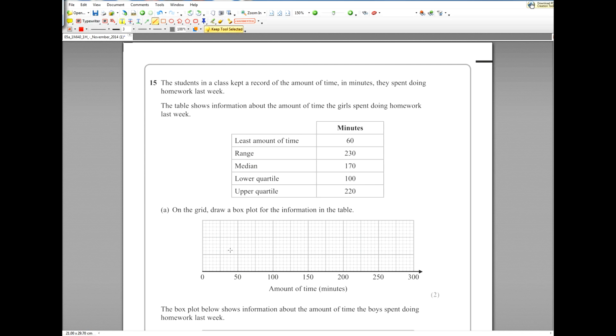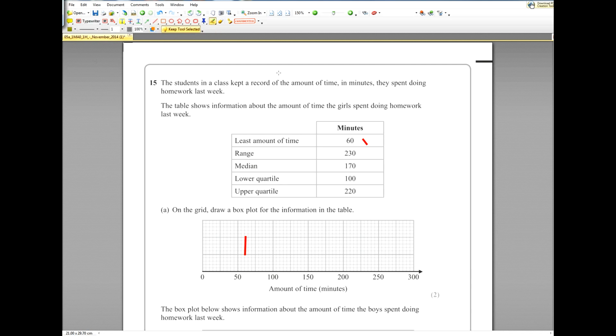So for 60, okay folks, who knows the scale? Where's 60? How many squares in from 50 to 60? 2. Why the 2? Because every 2 squares is worth 10. So I'm going to draw a line. Now, what is the maximum time? They haven't told us directly, but they told us indirectly by telling us the range is 230. So the difference between the largest and the smallest is 230.